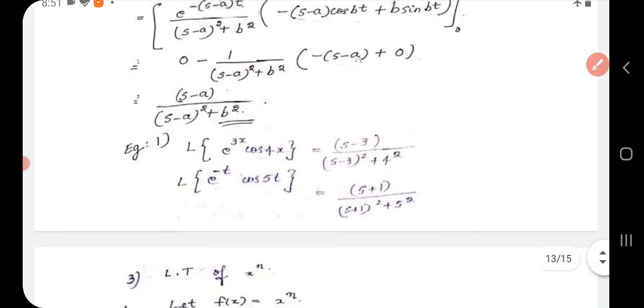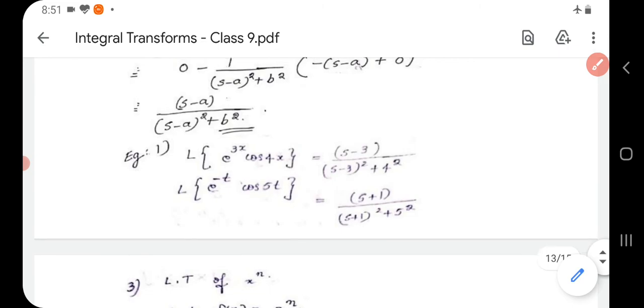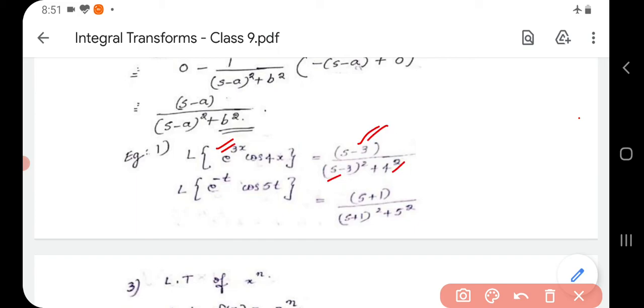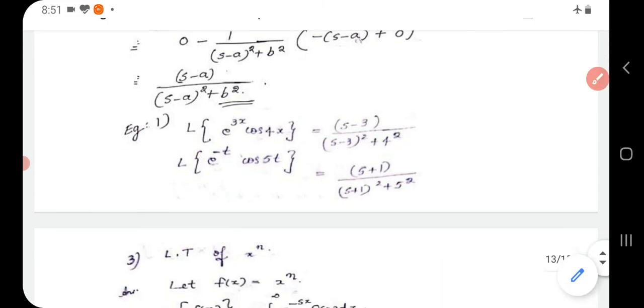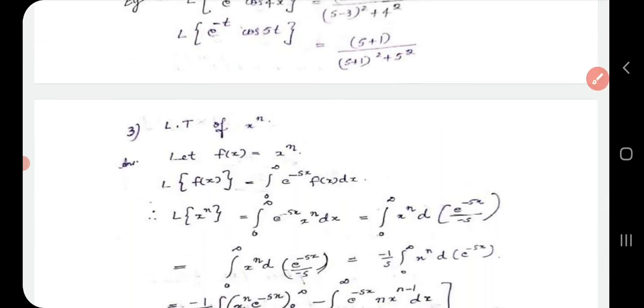now these are the problems. See, cos term. So s minus a, your a is 3, s minus a the whole square plus b square. Examples. Last one is Laplace transform of x raised to n.